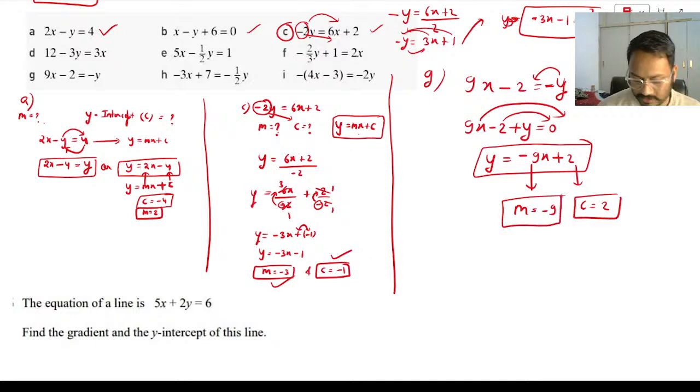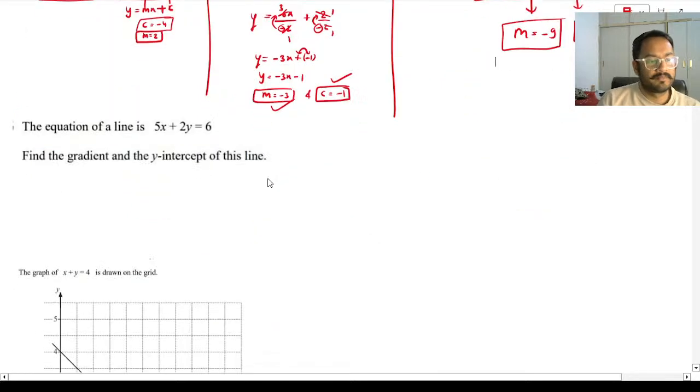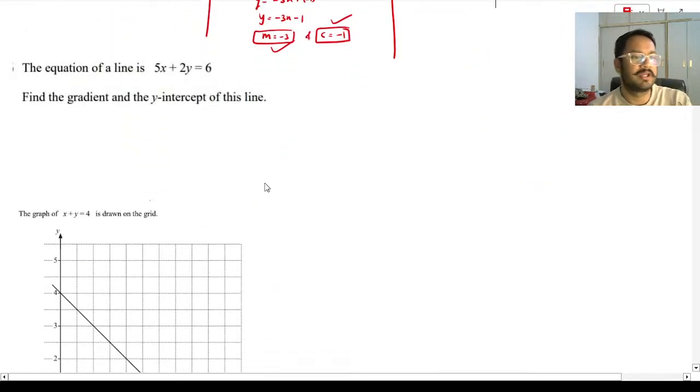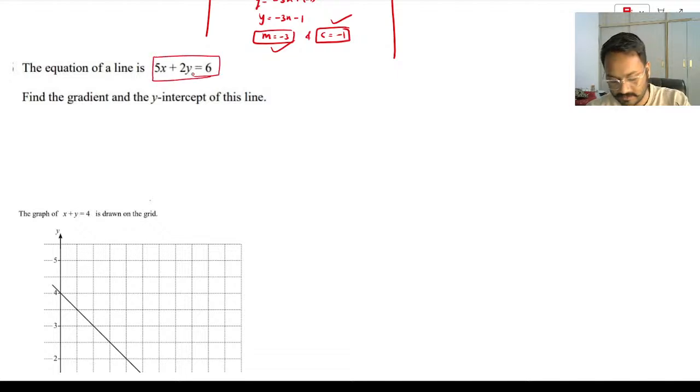I hope children you got the answer. Now the next question is, the equation of a line is 5x plus 2y is equals to 6. Done. This is the equation of the line. So here you need to find the gradient and y-intercept. Although it looked like easy, but it is not easy.